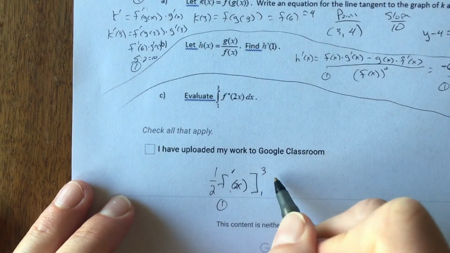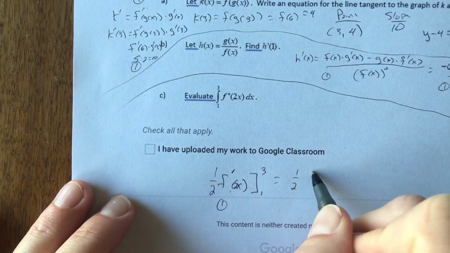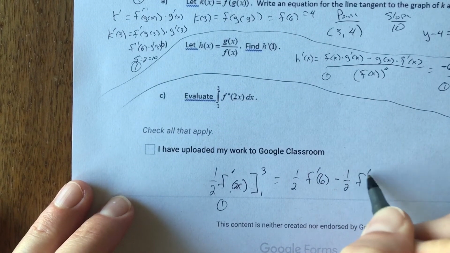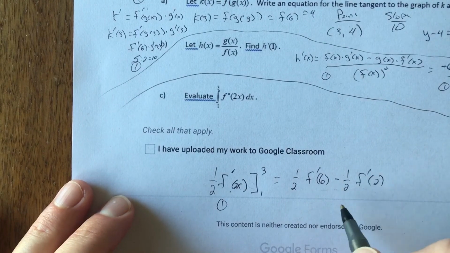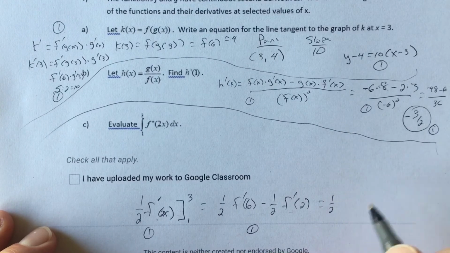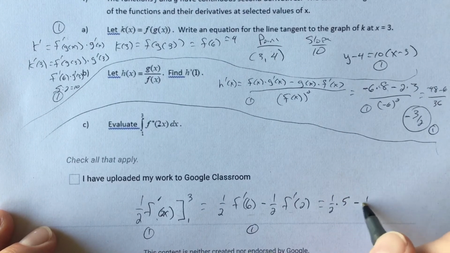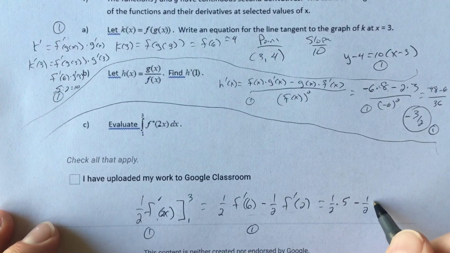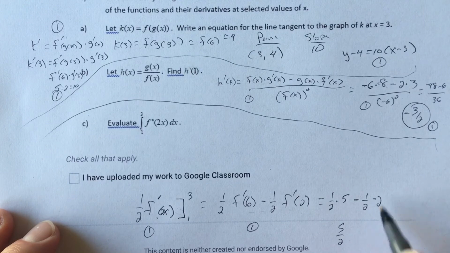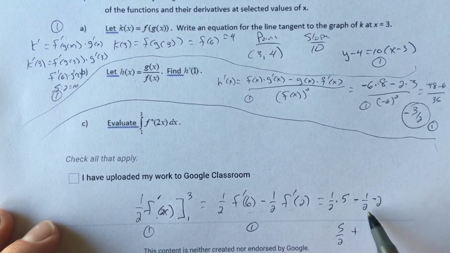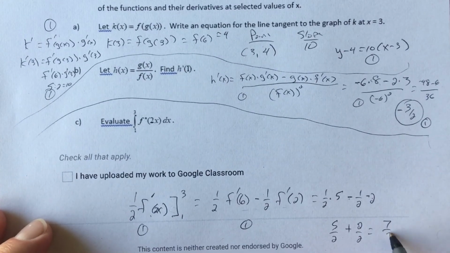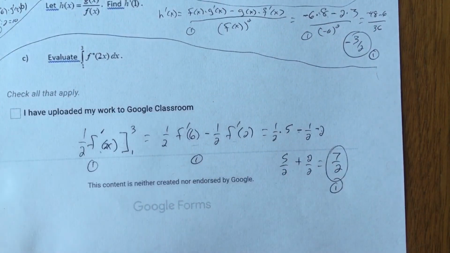All right. And then if we work this out, we're going to have 1/2 times f prime 6 minus 1/2 times f prime 2. If you showed that work, that was worth a point. Now that's 1/2 of f prime 6, which is 5, minus 1/2 of f prime of 2, which was negative 2. So I end up with 5 halves minus negative turns into plus 2 divided by 2 is 1. So I get 7 halves for my answer there. And that's worth the last point.